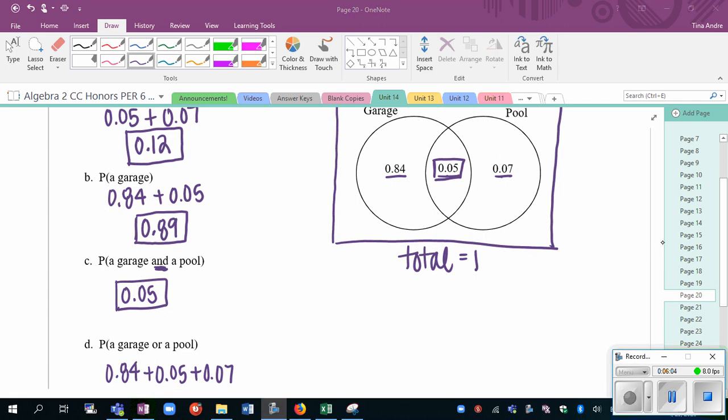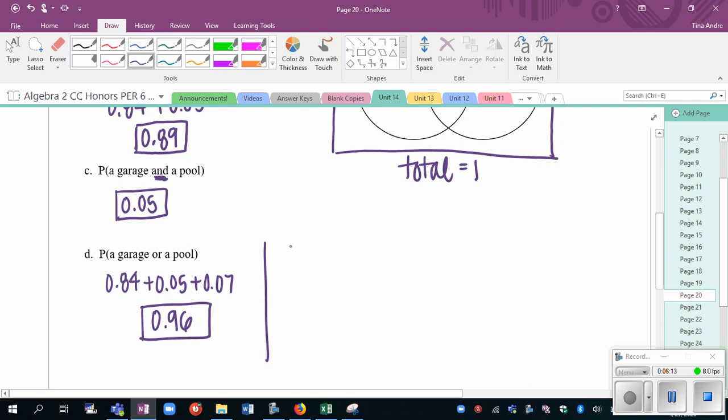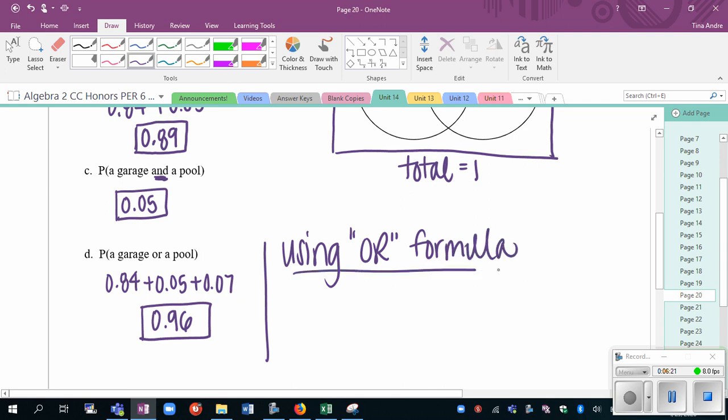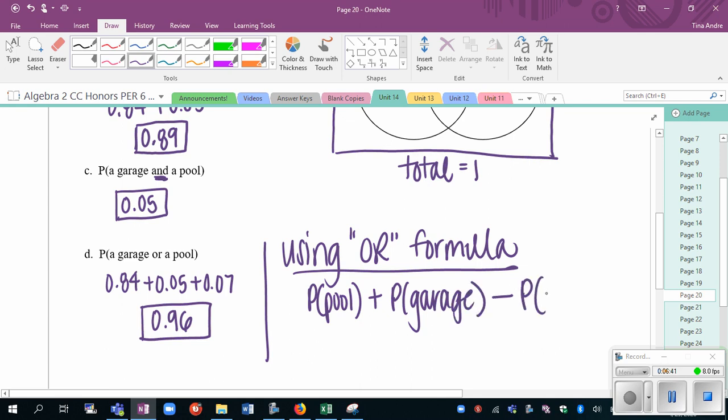So if I were to use the formula, just so you can see how that looks, let me make a note here. If we do part D but using the formula, the difference would be you're going to take the probability of having a pool, plus the probability of having a garage. I could have done that in the opposite order, it doesn't matter, minus the overlap, probability of pool and garage.